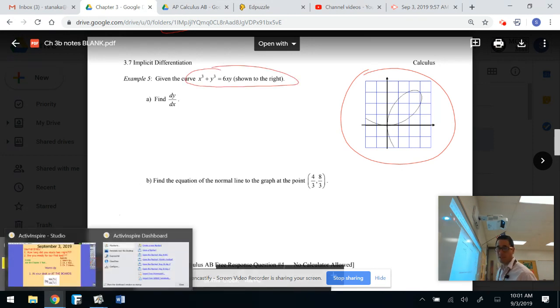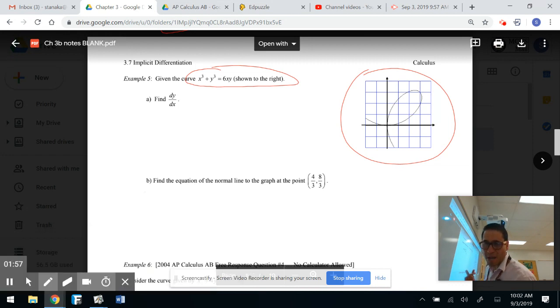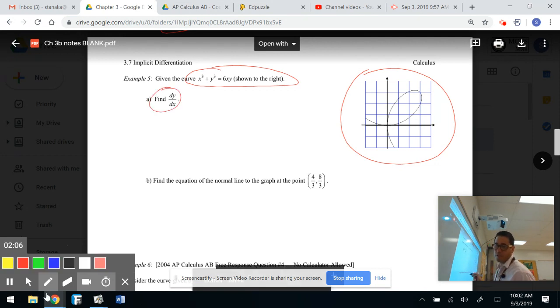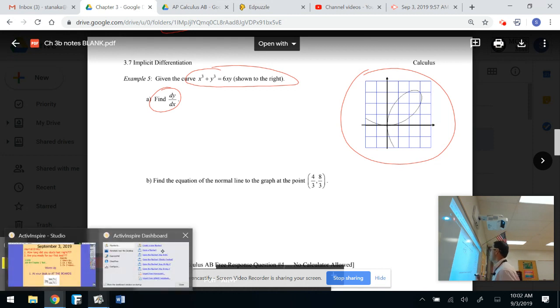That would be implicitly, right, class? Because we have the x's and the y's. And, you know, this is a prime example of why implicit is so important. Try to get y by itself in that bad boy and show me that tomorrow. I'll give you some candy if you can do that. Okay, that's going to take some time. So instead what we do is we solve for dy/dx implicitly. All right, so let's go ahead and do that.